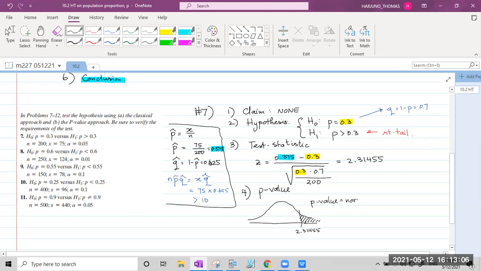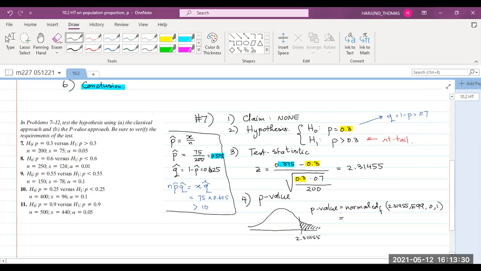normal CDF of 2.31455. You use your calculator. Let me change to regular view. 2.31455. I get this is 0.010318, rounded to 5 decimal places.